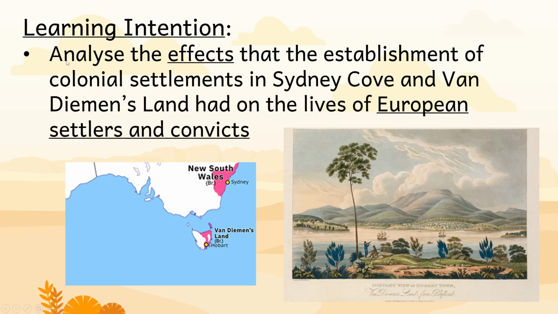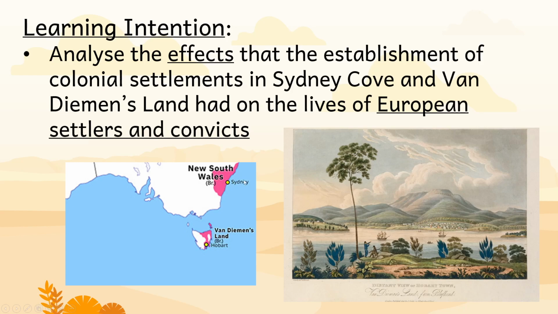Learning intention: analyse the effects that the establishment of colonial settlements in Sydney Cove and Van Diemen's Land had on the lives of European settlers and convicts. So let's have a look at this again. Analyse means look at intensely or study. When they set up these colonial settlements, what effects did it have on the European settlers and convicts?